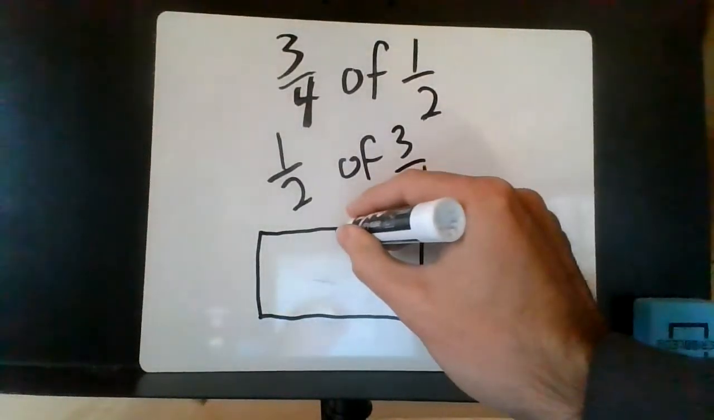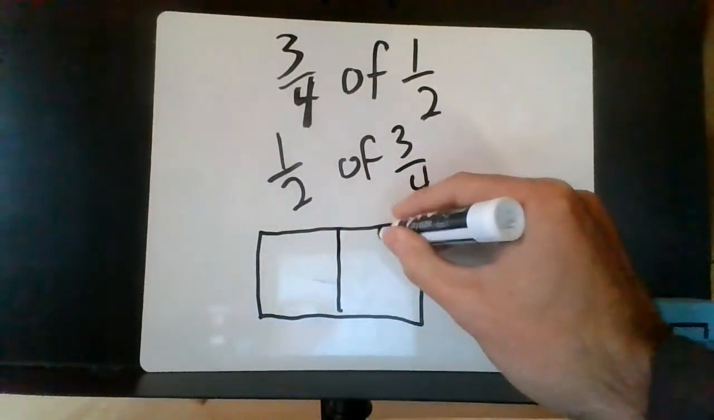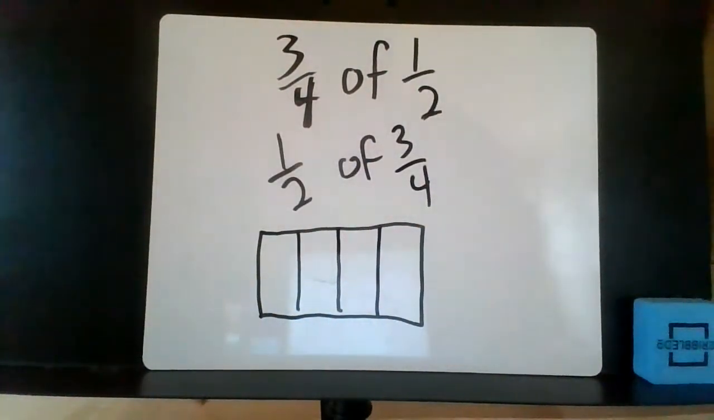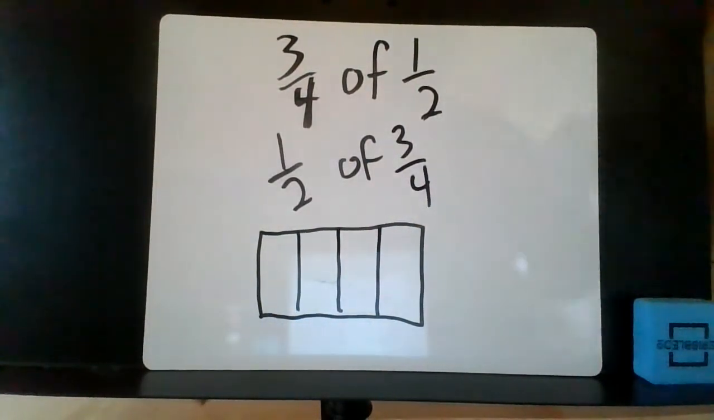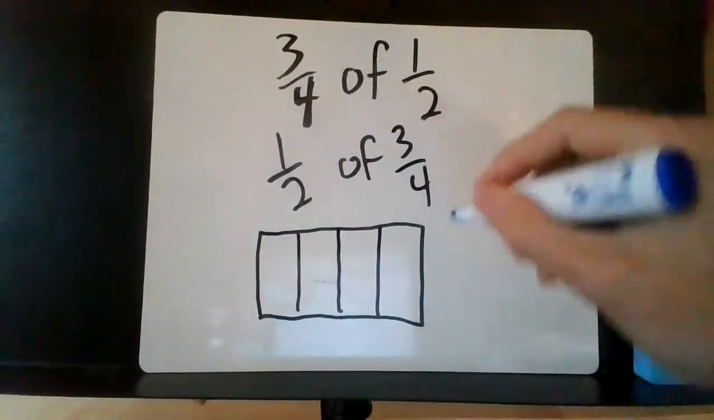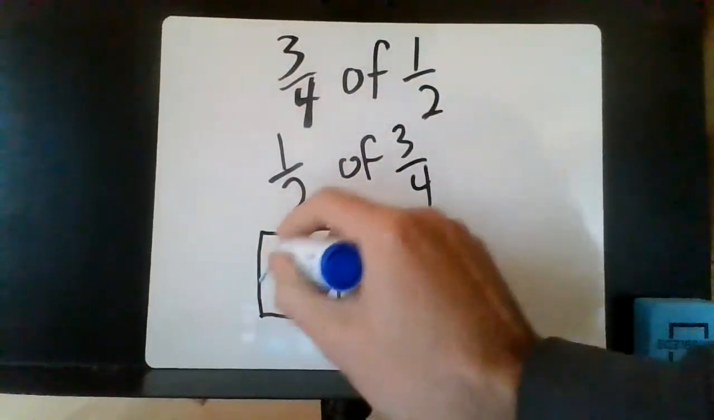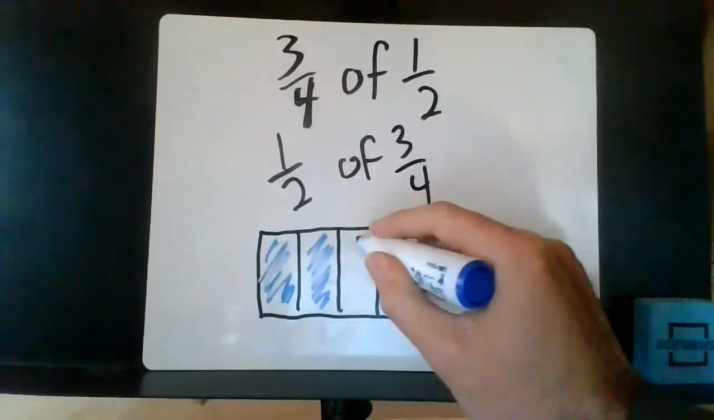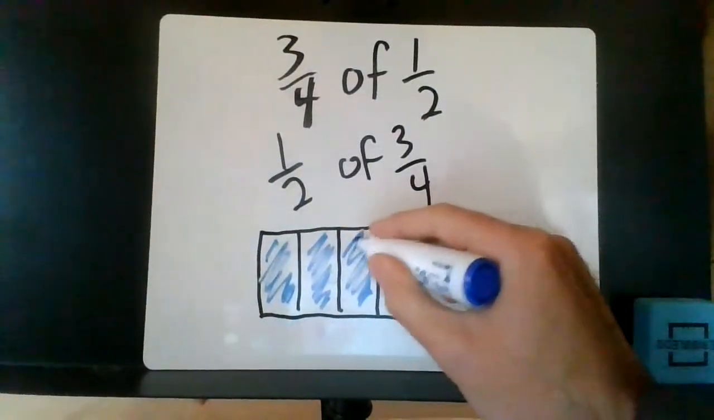So I'm going to split this initially into 4 equal sections. I'm going to use a different color here for shading it in. So I'm going to represent 3/4 now. I got 1, 2, 3 out of the 4 sections shaded in.